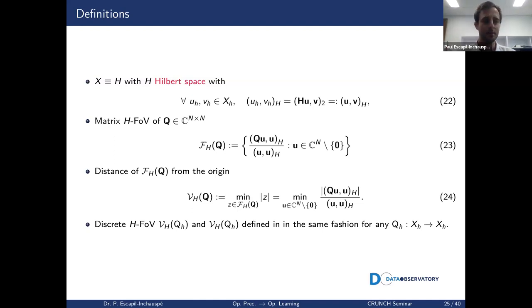To do that, I need to define a few tools. First, we will restrict H to the domain space as being a Hilbert space. And we define the matrix H field of value. The field of value is defined when you apply your matrix and the scalar products with this field. So it tells you some information about how your matrix will behave.